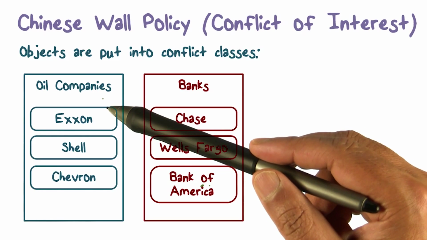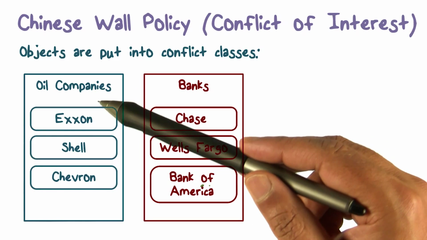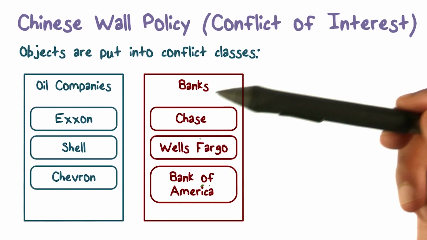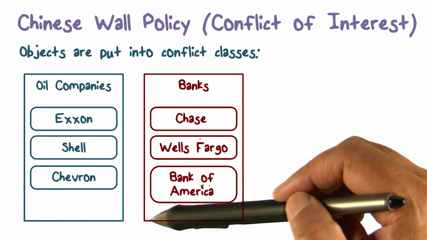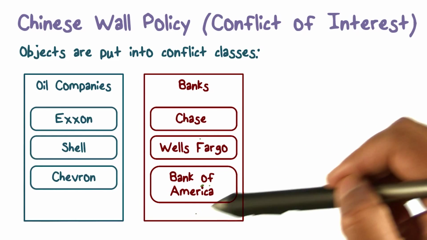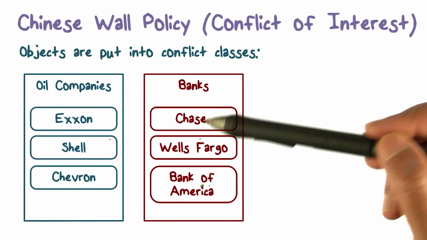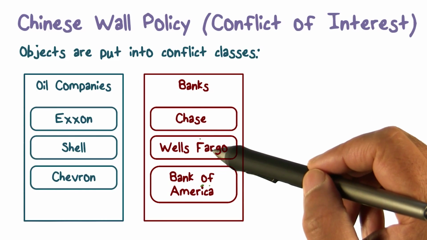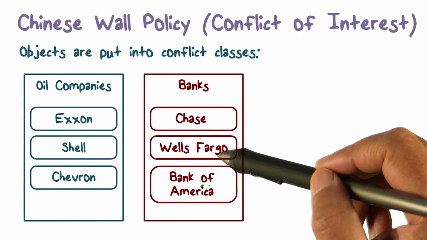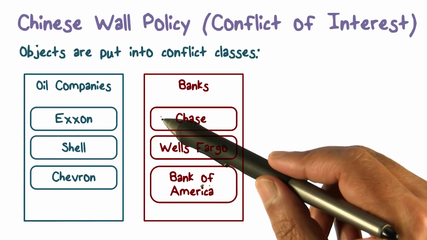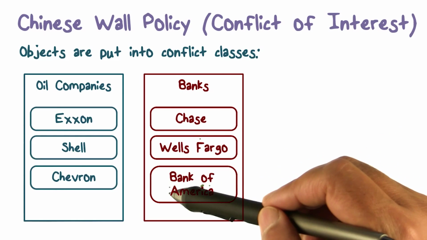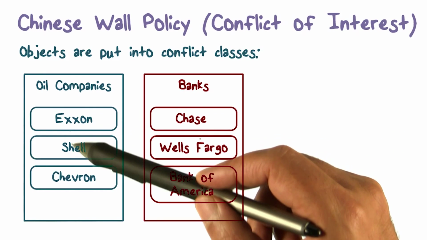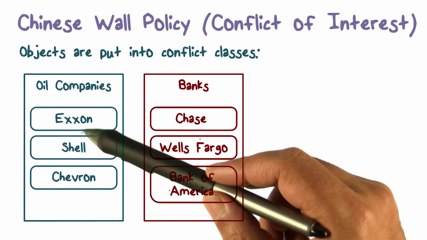Okay. Similarly, we have other documents that pertain to, let's say, oil companies. So some documents are Exxon, others Shell, Chevron, and so on. The reason we have this outer box around all the bank documents or the oil company documents is that this is a conflict class. Chase has a conflict with Wells Fargo because they're in the same kind of business. They compete with each other. So these documents form a conflict class. Similarly, Exxon would have a conflict with Shell and Chevron. So these documents are in this other conflict class.